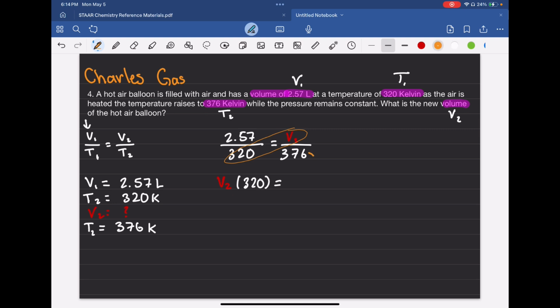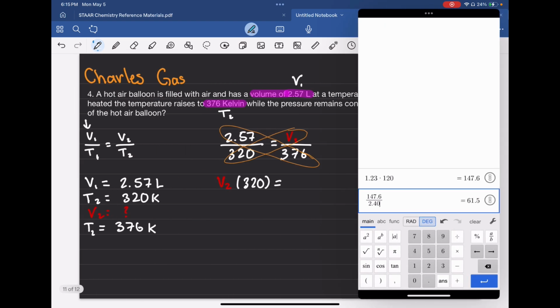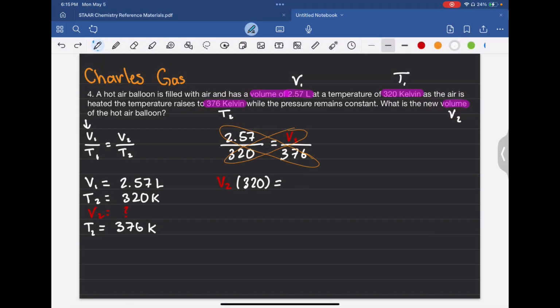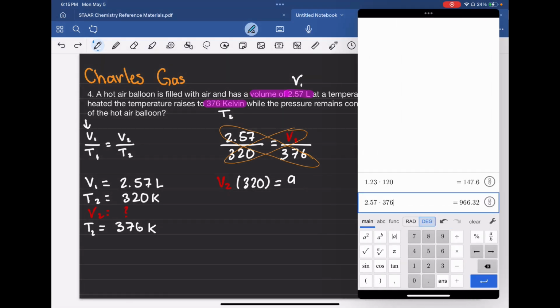Okay, now we're going to cross multiply 2.57 times 376. We're going to put that in a calculator. 2.57 times 376 equals 966.32.